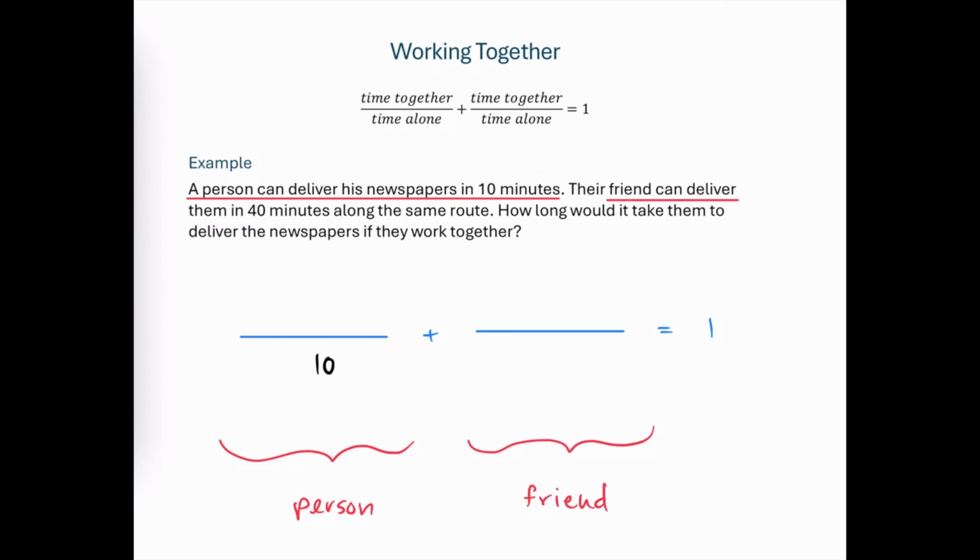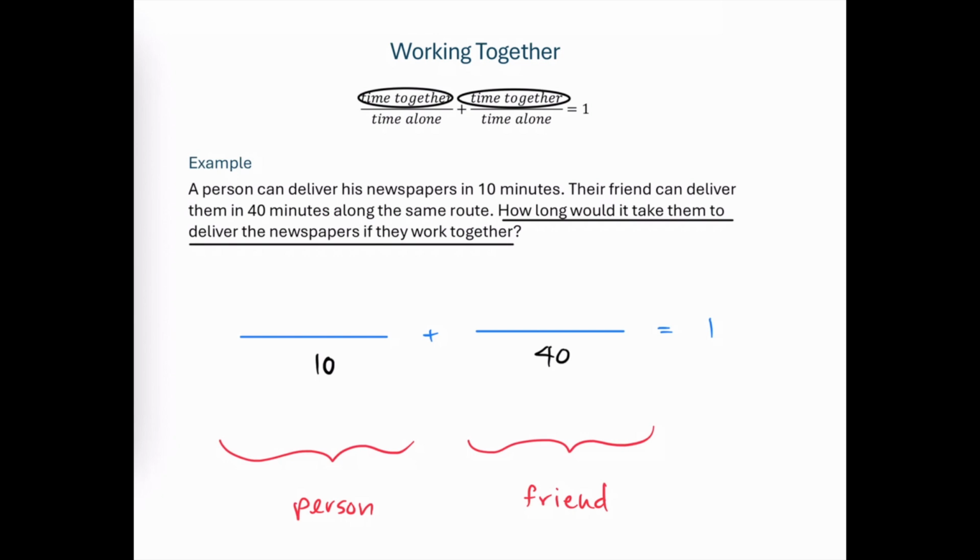The friend can deliver the papers in 40 minutes along the same route. So the friend's time alone is going to get a 40 in their denominator. The question says, how long is it going to take them to deliver the papers if they work together? The time that they work together in both fractions should be the same quantity. And since this is the unknown quantity, this is what we're going to assign the x variable to.